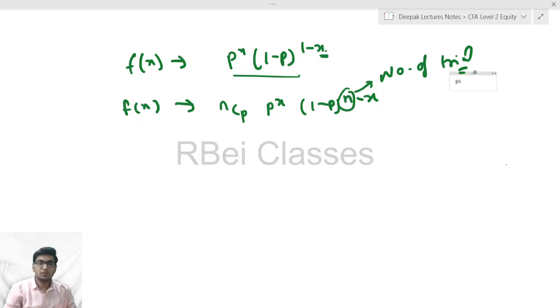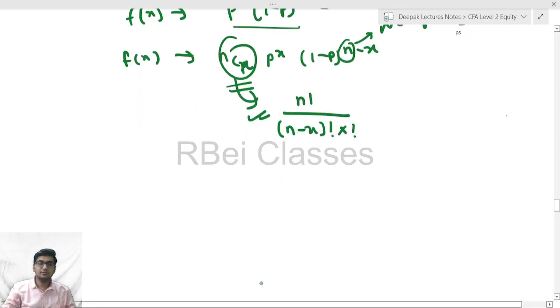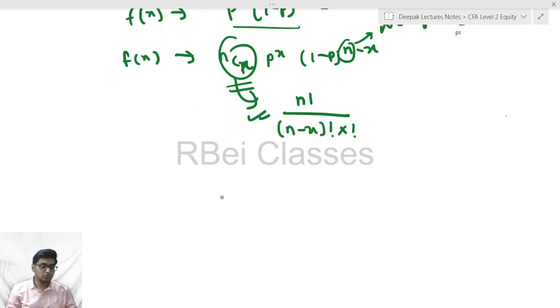Clear? So now, how to find out this one? Write it down. It is going to be n factorial, okay, rather than p, it will be x. n factorial over n minus x factorial and x factorial. Clear? This is how we calculate the first term. Write down, what is the meaning of this first term? Number of ways to choose x from n.